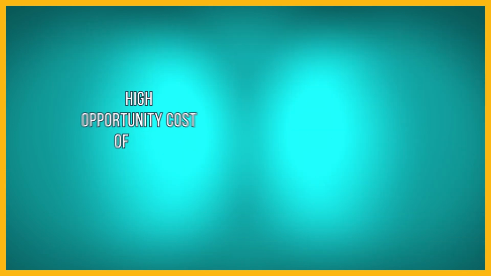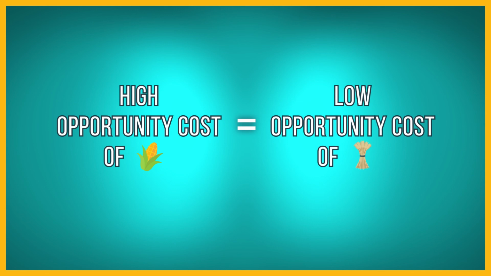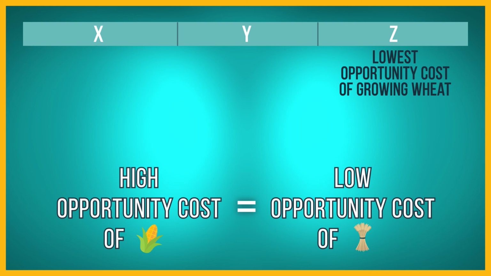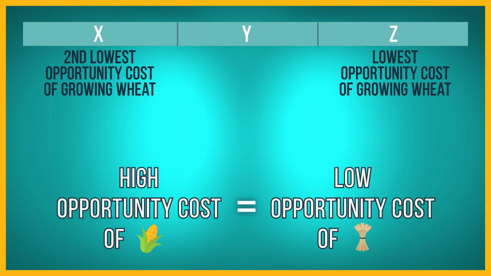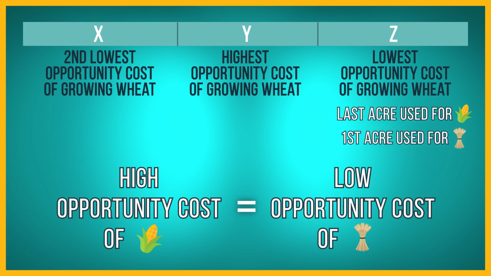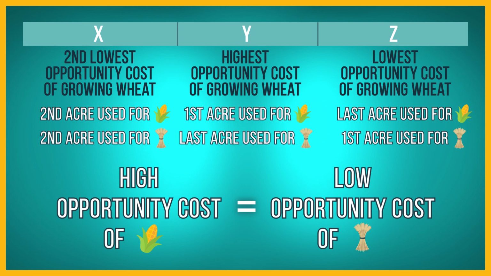When an acre has a high opportunity cost of growing corn, it has a low opportunity cost of growing wheat. This means that Z has the lowest opportunity cost of growing 1 bushel of wheat, X has the second lowest opportunity cost, and Y has the highest opportunity cost. Therefore, Z, the last acre to use for corn, is the first acre to use for wheat. X, the second acre to use for corn, is the second acre to use for wheat. And Y, the first acre to use for corn, is the last acre to use for wheat.